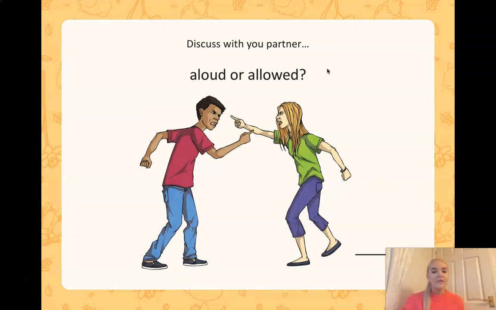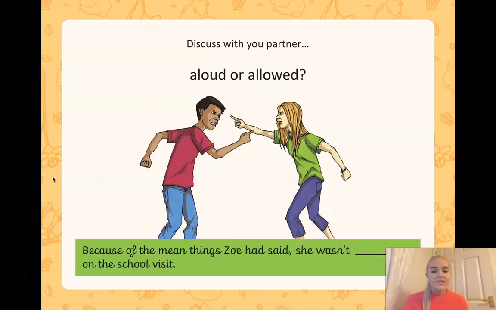Okay, another one here. I would like you not to discuss with a partner because unfortunately not all of you have someone to discuss with, and that's fine. So these two people are fighting. Now, should the sentence be, because of the mean things Zoe had said, she wasn't allowed on the school visit, or the other way of saying aloud? So which allowed is correct and which should be inserted into this sentence? Pause the video and have a think.